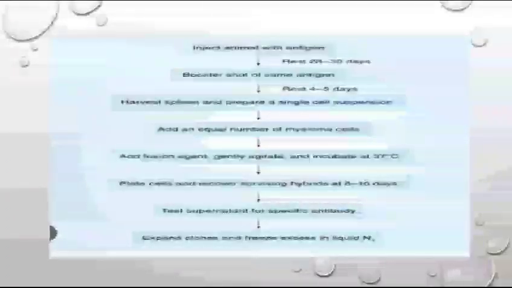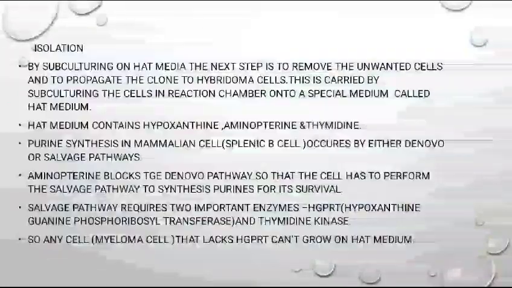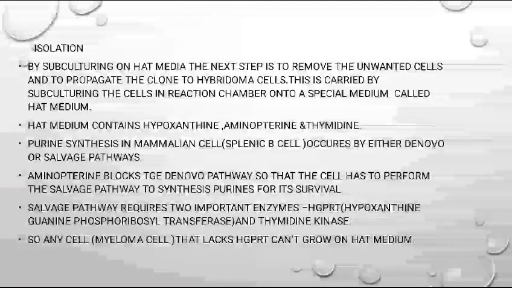This is the diagram showing the steps involved in the production of monoclonal antibodies. Isolation is done by subculture on HAT media. The next step is to remove the unwanted cells and to propagate the clones of hybridoma cells. This is carried out by subculturing the cells in the reaction chamber onto a special medium called HAT medium. HAT medium contains hypoxanthine, aminopterin and thymidine.